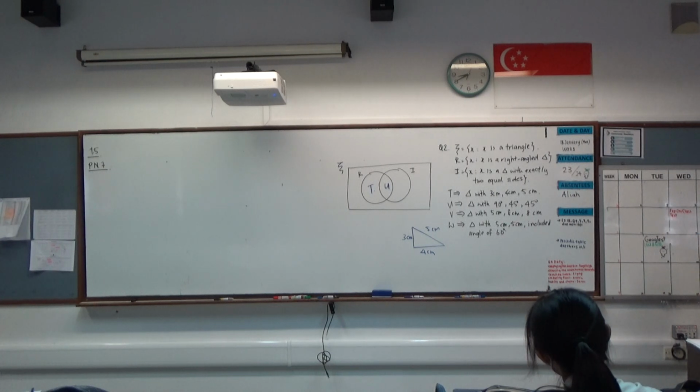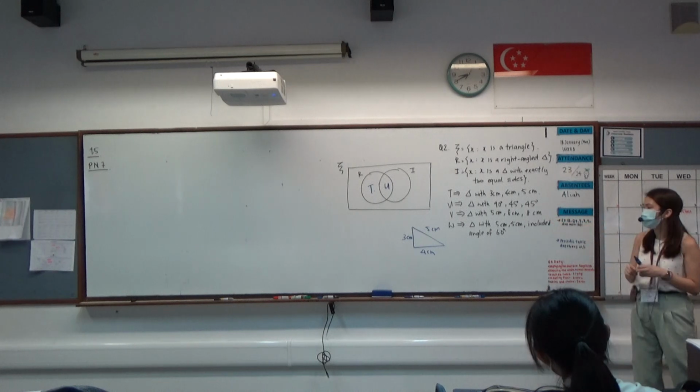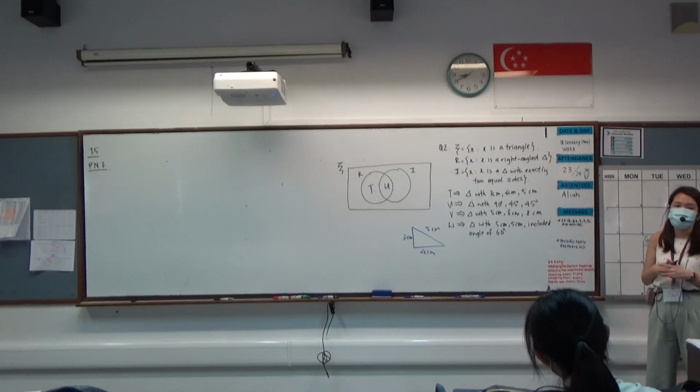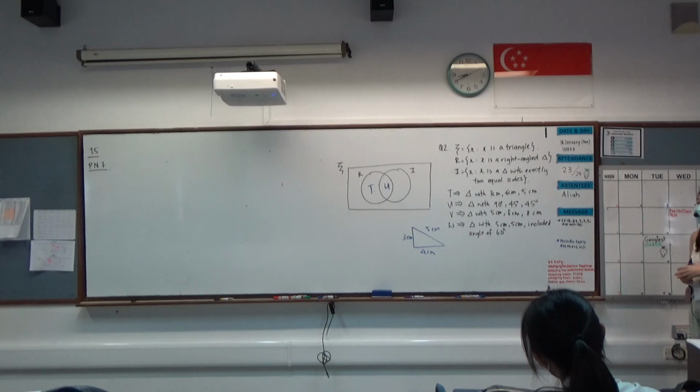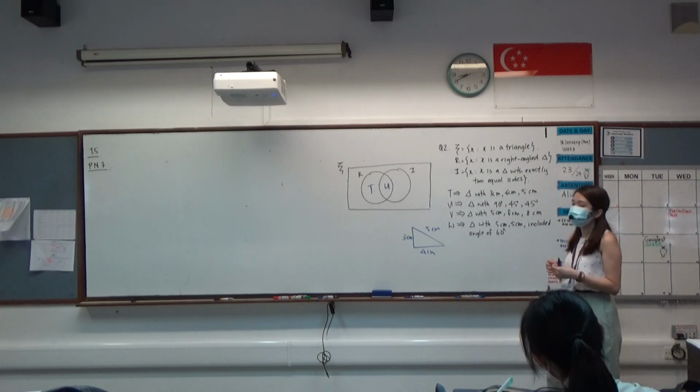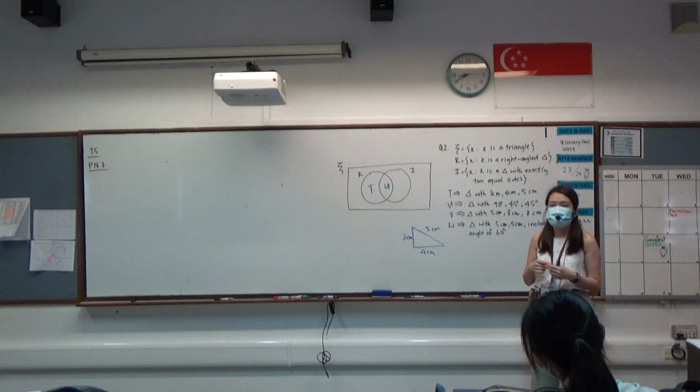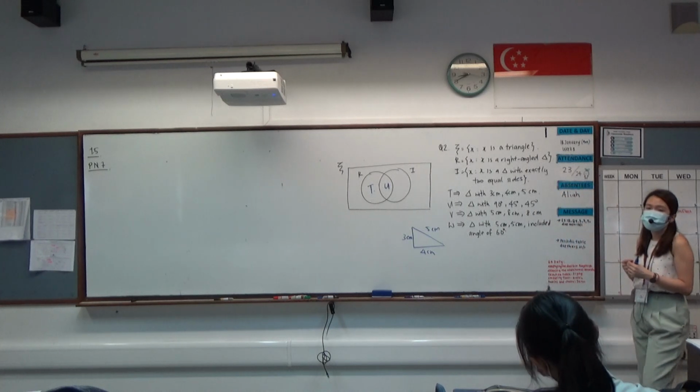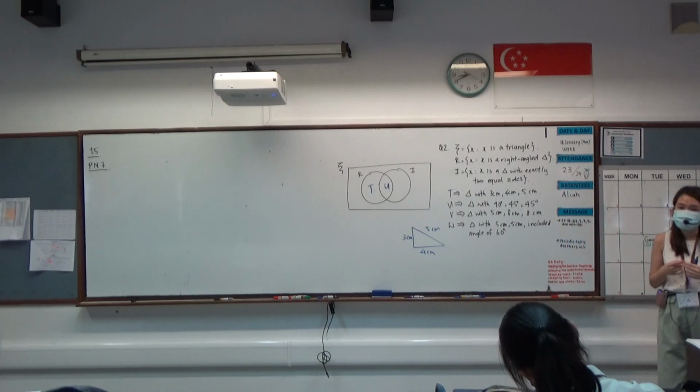Next, we look at B, triangle B. So triangle with 5 cm, 8 cm, 8 cm. Okay. What kind of triangle would it be then? Would it be a right angle triangle? And so what do you think? Would it be a right angle triangle?